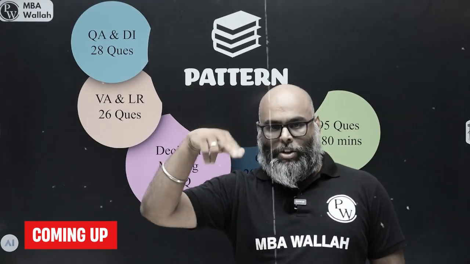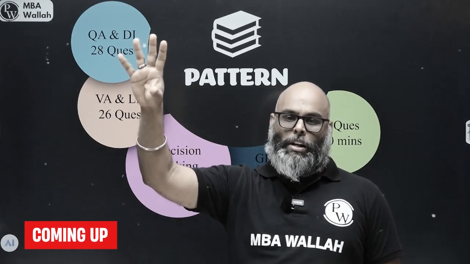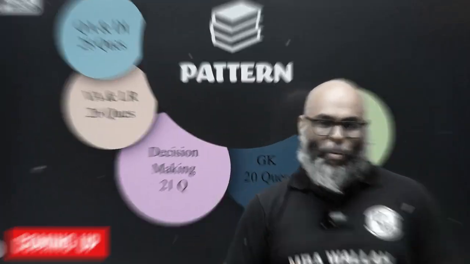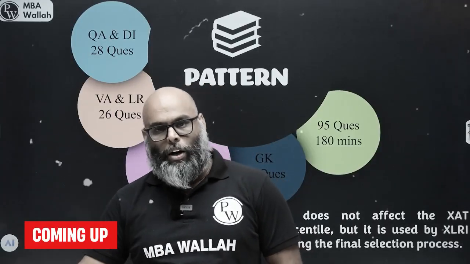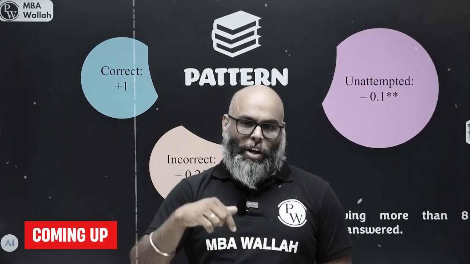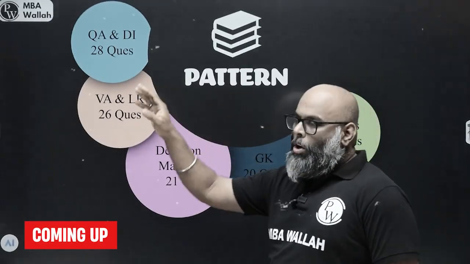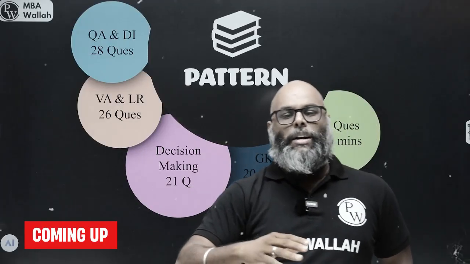You cannot switch between sections. You finish a section 40 minutes, then the next, then the next. That's how we do. As much as it is not important in the percentile, it is slightly important in your... no negative marking. But then from the 9th question, you start losing 0.1 marks. For example, we have something called QADI, Quantitative Aptitude and Data Interpretation.